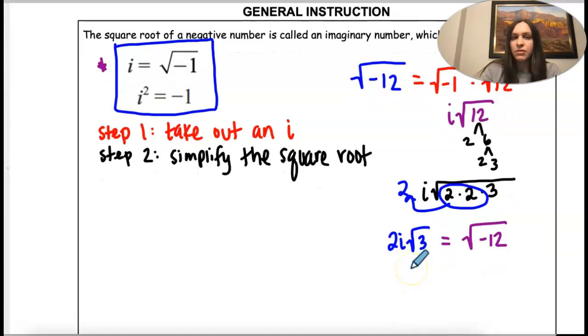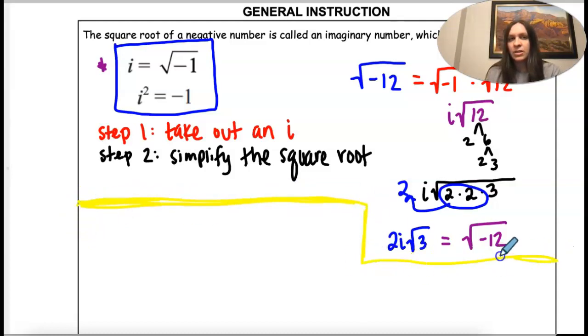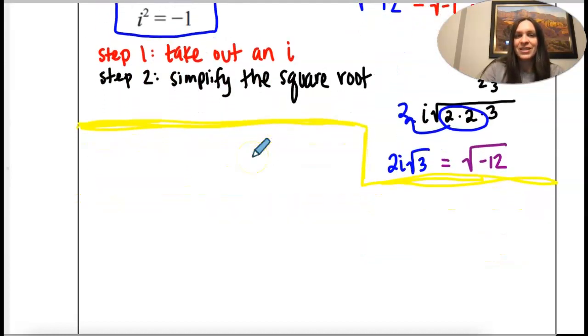Okay, so those are the first 4 problems on your self-check. I'm going to separate right here and go on to the next section and talk a little more about imaginary numbers. Sorry, this is a long section.